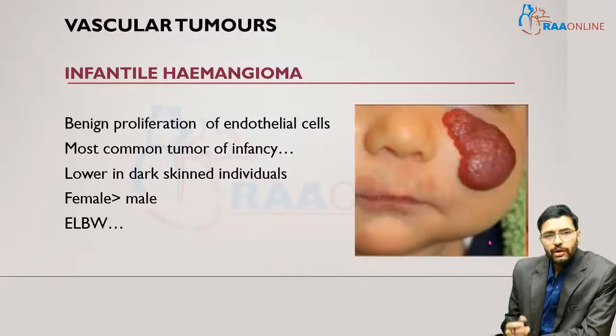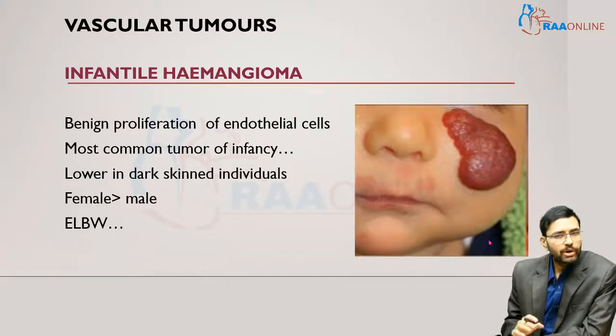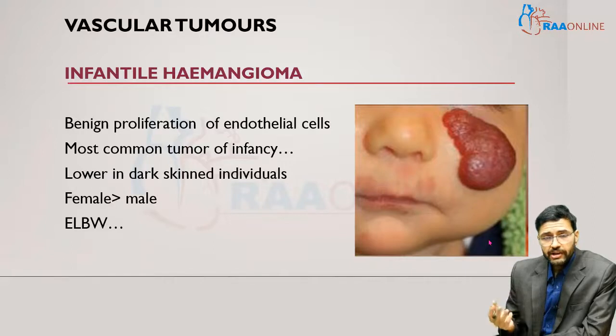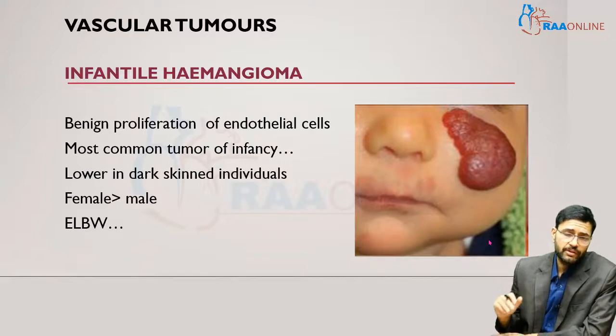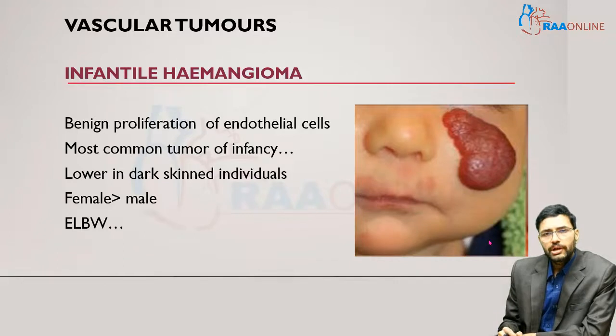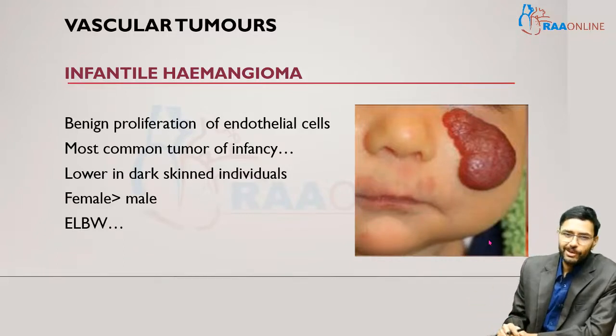The most important vascular tumor in children is an infantile hemangioma. It is nothing but a benign proliferation of the endothelial cells. It is the most common tumor of infancy, and fair-skinned individuals seem to have a higher incidence of infantile hemangiomas. Certain literature reports incidence as high as 10% among fair-skinned individuals. So obviously the incidence is lower in dark-skinned individuals.